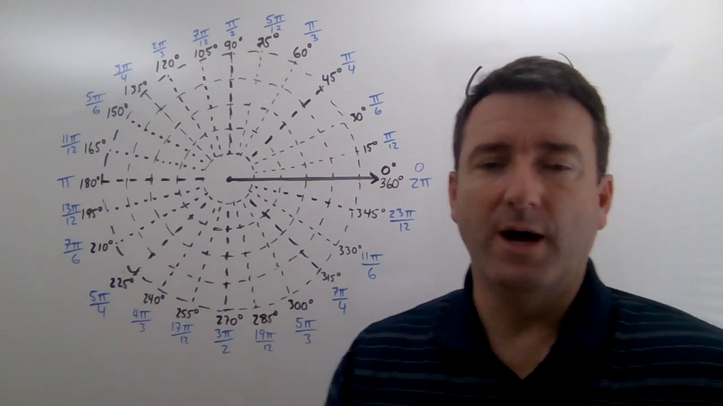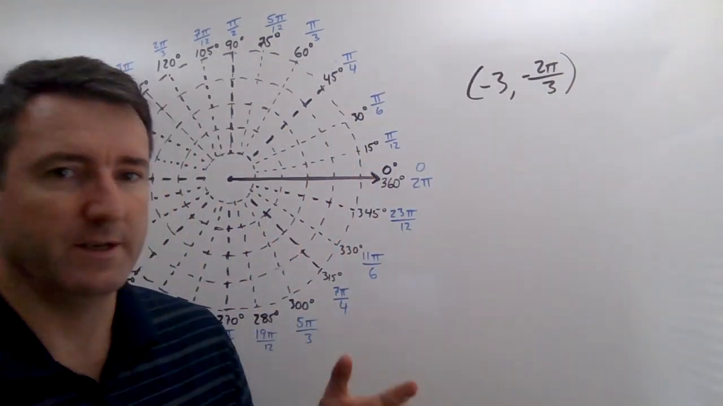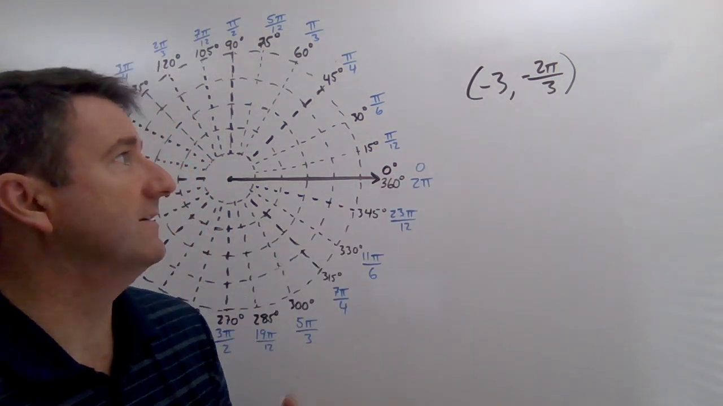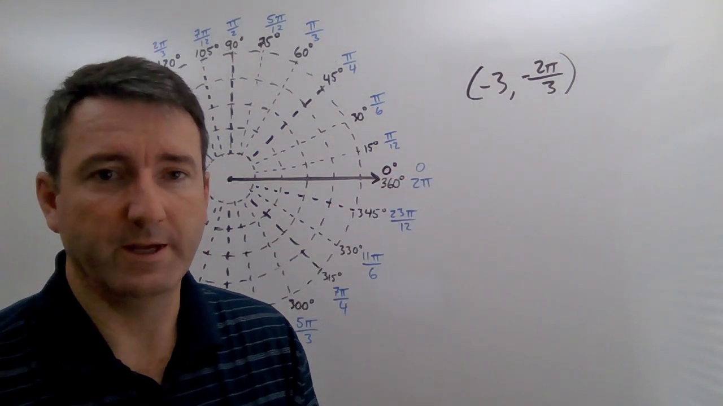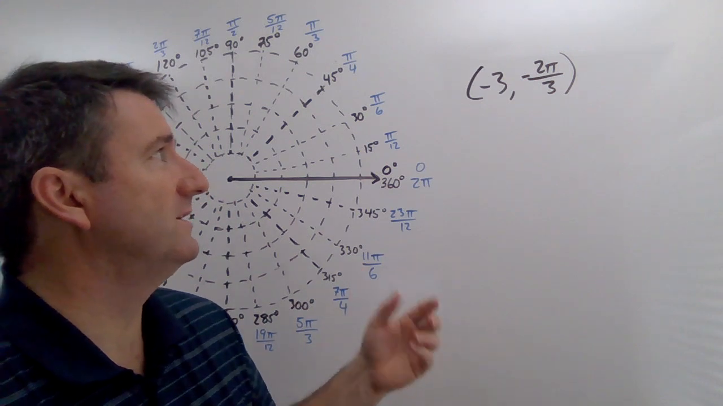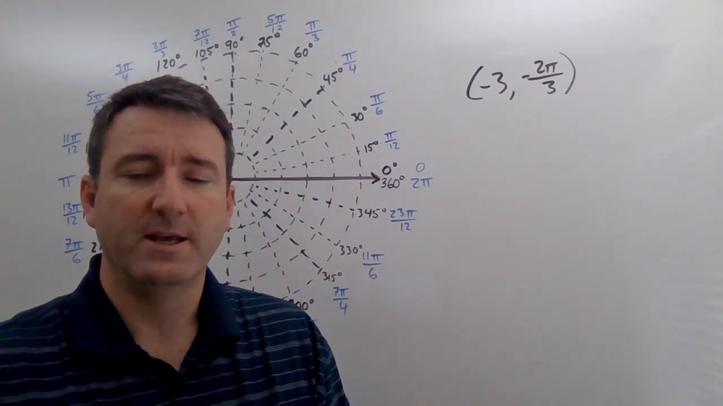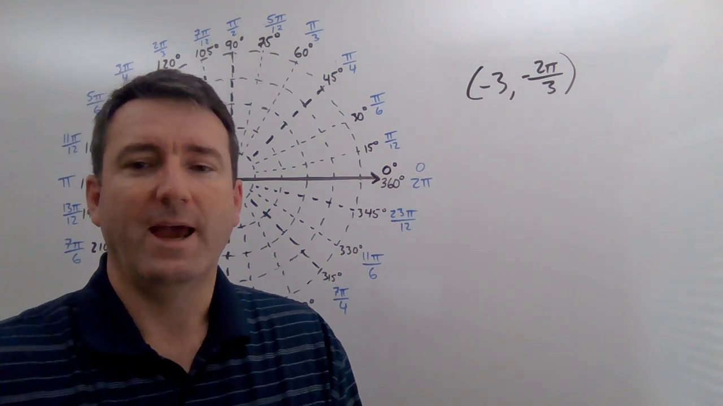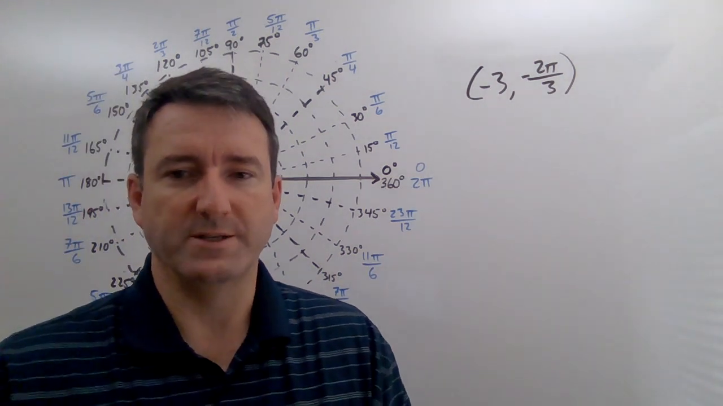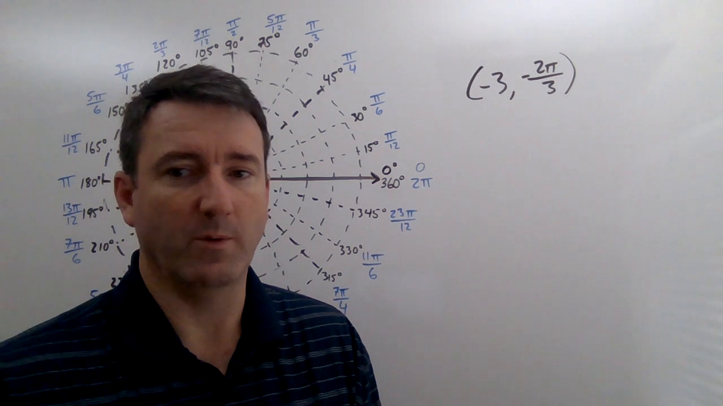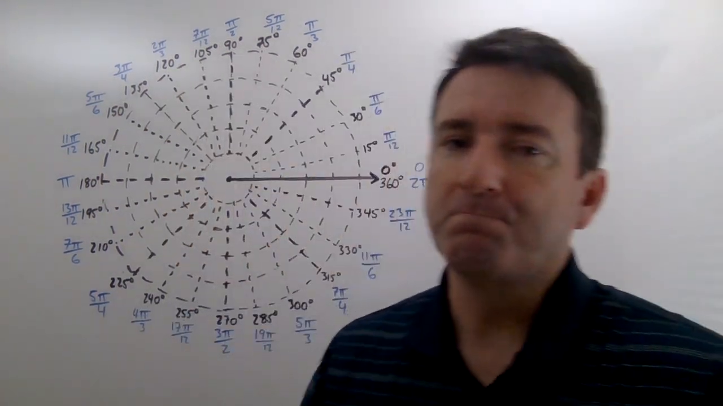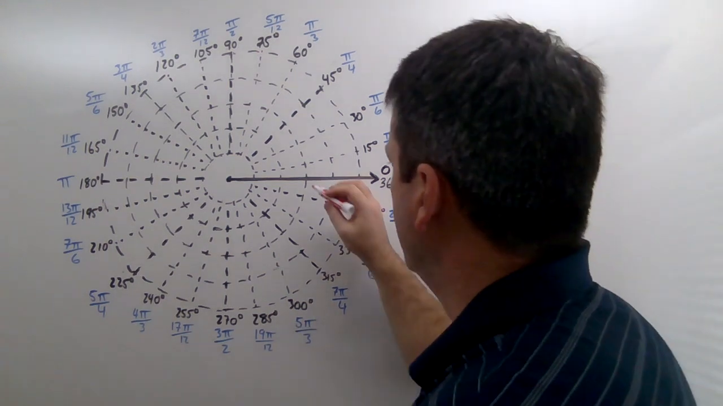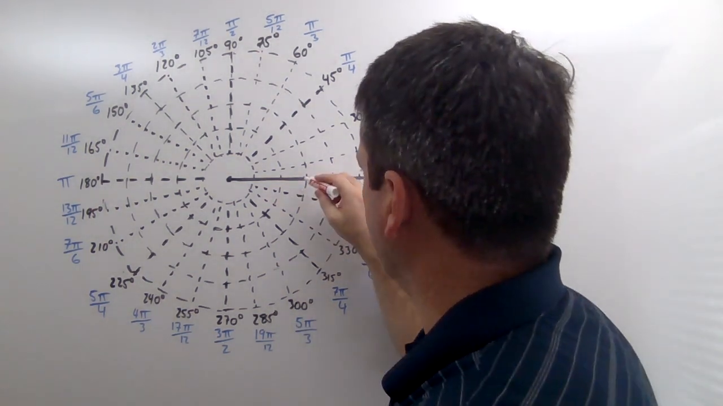All right, so the example that we're given here is -3, -2 pi over 3. And what I want to do with this first is graph it so that you see where on the polar graph this point lies, and then we'll think about how we can represent that in a couple of different ways. So the point -3, -2 pi over 3. Well, let's do our angle first.